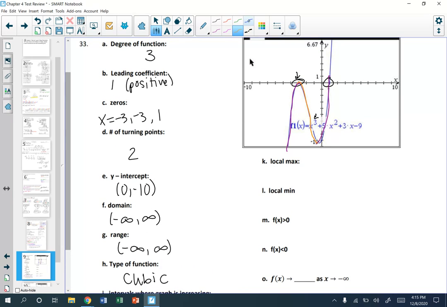Now I'm looking for my local max, which would be right here. It is (0, -3). Where's my local min? Let's see, right here, (-1, 0), and I actually wrote this backwards. This should be (-3, 0).